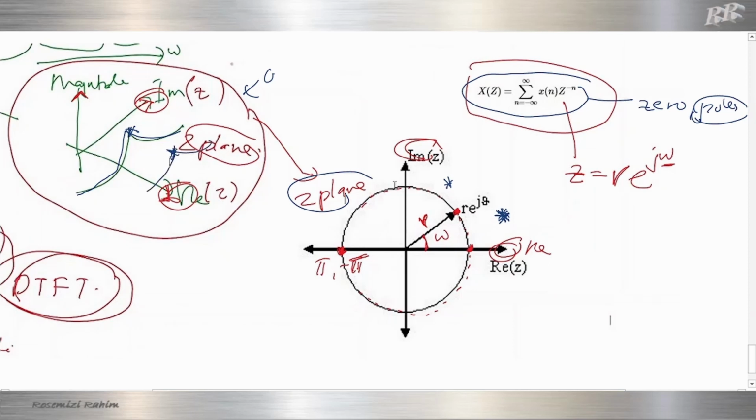We also can have poles on the unit circle, here, or here, or here. If our pole is on this unit circle, that means our graph will be on the imaginary axis, like this. You see on this one, it is along the imaginary axis, which is on the circle.